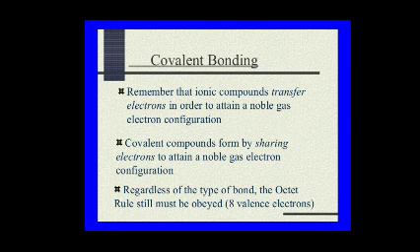Covalent bond. Remember that ionic compounds transfer electrons in order to attain a noble gas electronic configuration. Covalent compounds are formed by sharing of electrons to attain a noble gas electronic configuration. Regardless of the type of bond, the octet rule still must be obeyed: 8 electrons in the outer shell.